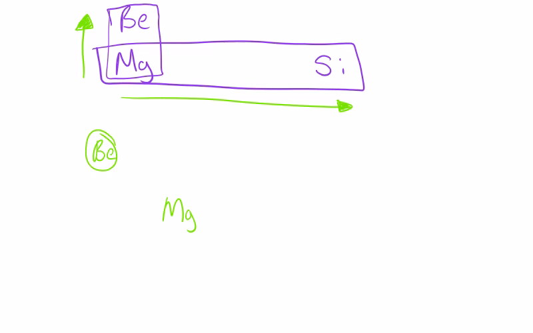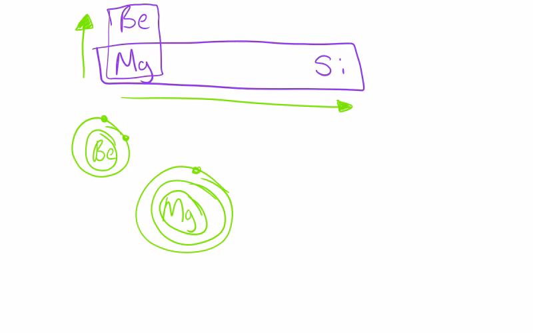Beryllium happens to have 2 energy levels, and it has 2 valence electrons. We know that because it's in group 2. Magnesium has 3 energy levels, and it has 2 valence electrons. So I bet with what we've already learned about effective nuclear charge and shielding, you guys could tell me which one of these would be easier to take an electron from. Hopefully you're thinking it would be magnesium. Magnesium would be the easiest to take an electron from, and we can talk about why.